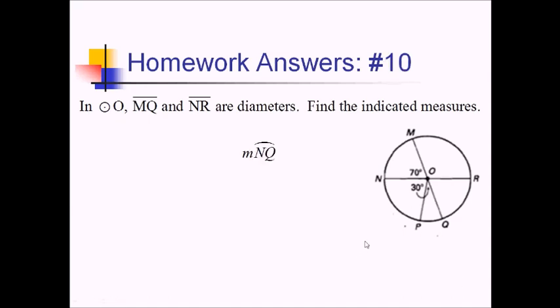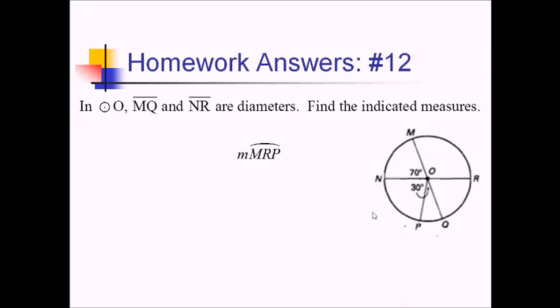For number 10, we want the measure of arc NQ, this arc here. Now NQ together with MN makes up a whole semicircle. So to find NQ, we just have to do 180 minus the 70 that we've already used up here. So 180 minus 70 gives us 110 degrees. For number 11, we want the measure of arc NQR. That makes up a whole semicircle since NR is a diameter, so that's 180 degrees.